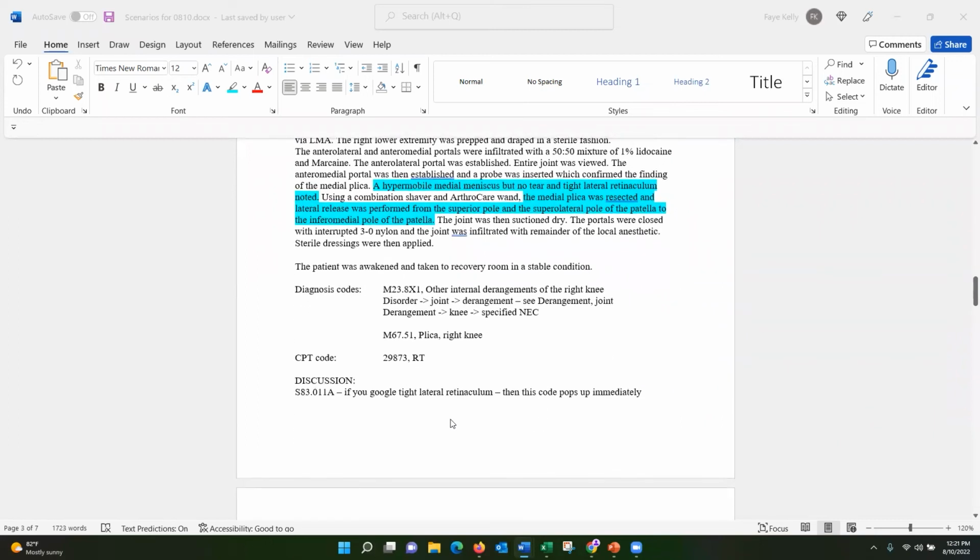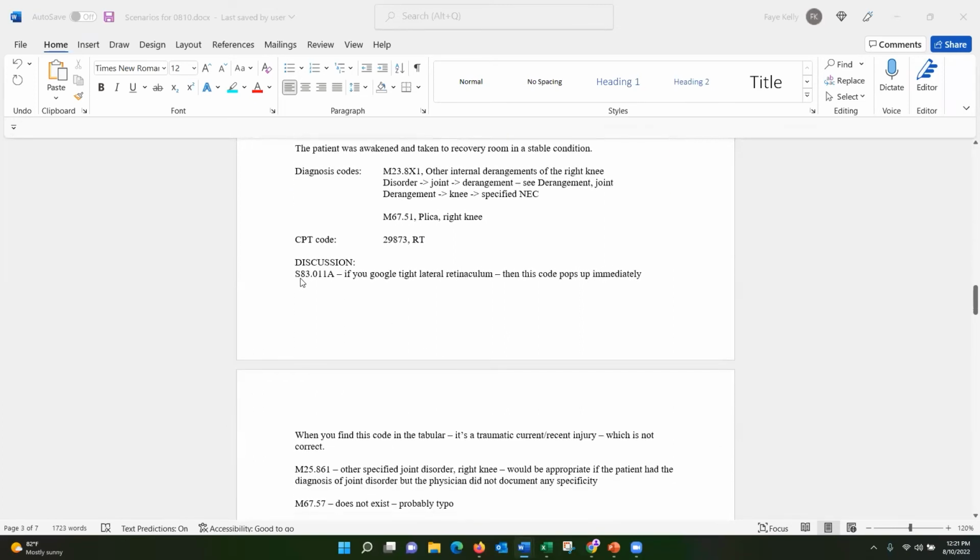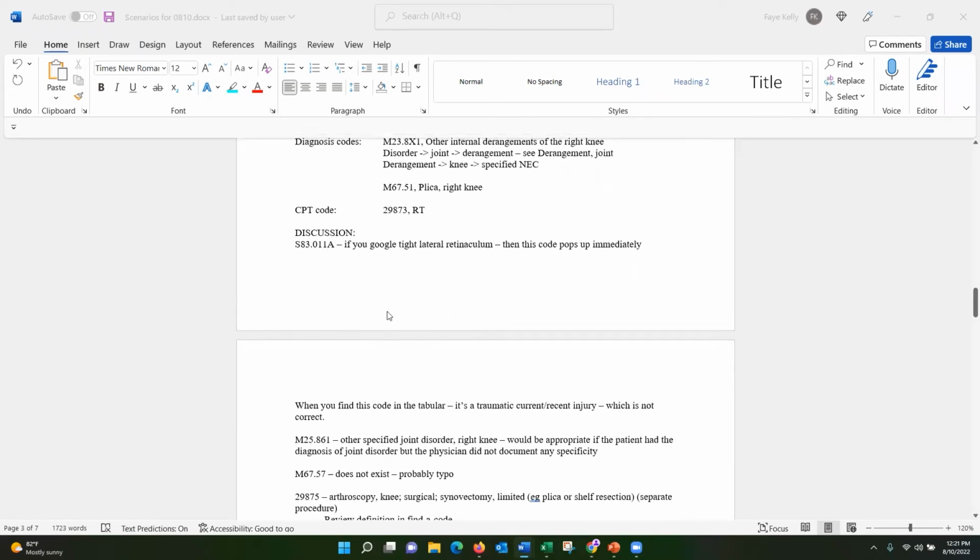Now, all of you were able to arrive at the 29873 with RT for the modifier. But we also had an S83.011A. Now, if you Google how to code tight lateral retinaculum, you get this code. But then you've got to look it up in the tabular, and it's a traumatic current injury. This patient did not have an injury. So you don't want to put an injury code on a patient's chart if it's not specified.